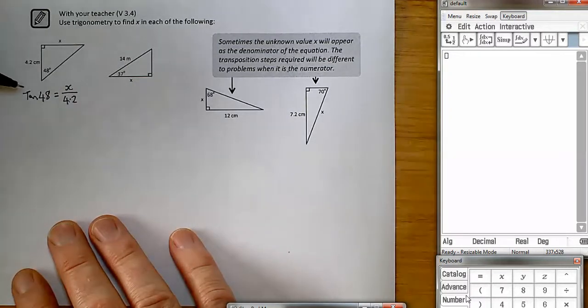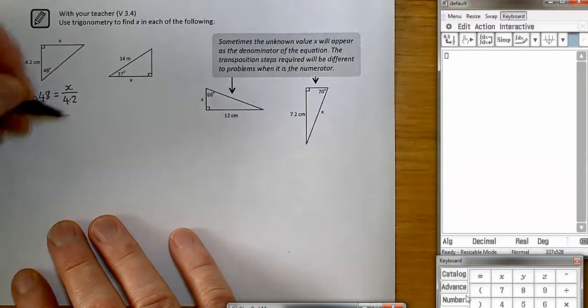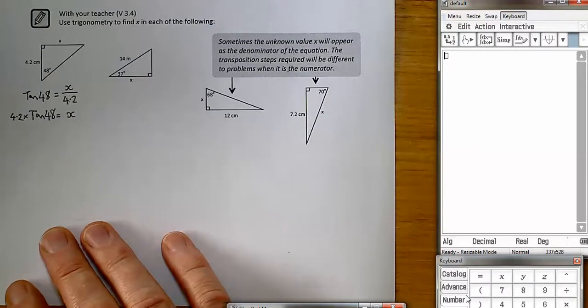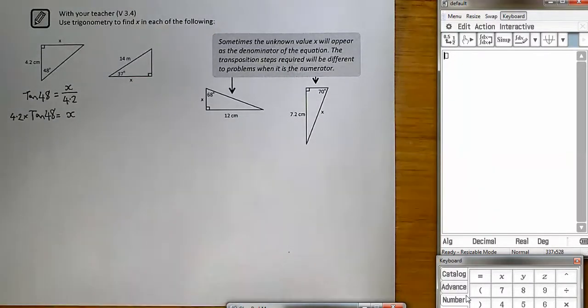If I want to get rid of that 4.2 so that I've got x by itself, that's what I'm trying to get, I'm going to have to multiply this side by 4.2. It's the opposite operation to dividing. So if I multiply this side by 4.2, I'll be just left with x, but I must also multiply this side by 4.2. 4.2 times the tan of 48 equals x. Now, I can do this on my calculator.